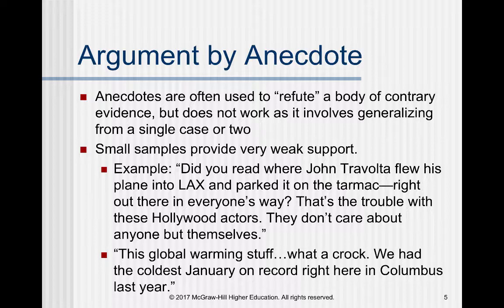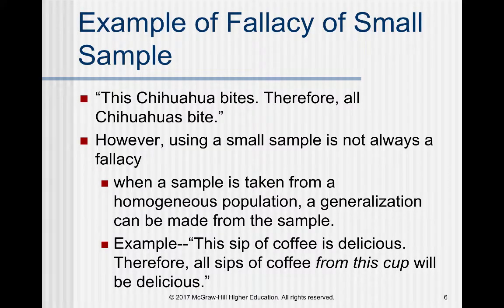The next one: this global warming stuff, what a crock. We had the coldest January on record right here in Columbus last year. Saying global warming can't be true because we had a cold January is also extrapolating from a small sample to a general conclusion. Generally speaking, too small of a sample of a population is simply not enough to come to a conclusion. This example: this Chihuahua bites, therefore all Chihuahuas bite. Just because one dog bites doesn't mean they all do.